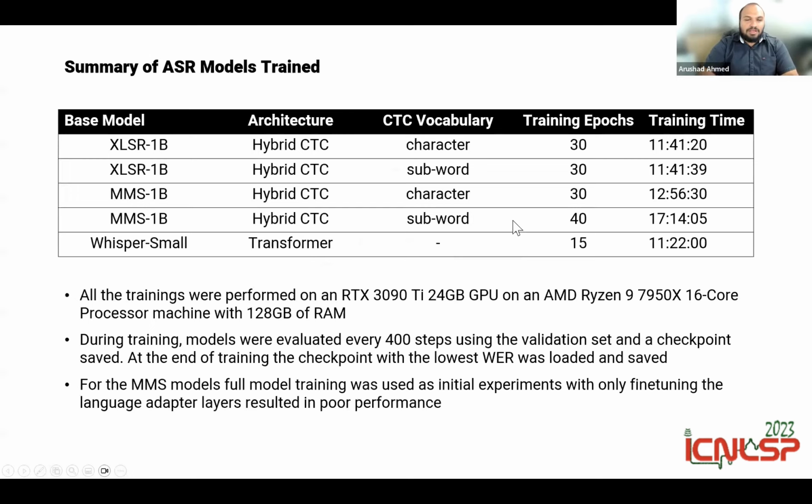For our implementation, we trained in total 5 different ASR models. For each of the CTC-based models, we had one with the character-based vocabulary and one with the subword-based vocabulary. For these models, we trained for around 30 epochs, except for the MMS-based subword model, which we trained for an additional 40 epochs. And for the Whisper model, we trained for 15 epochs. All of the training was performed on an RTX 3090 Ti.